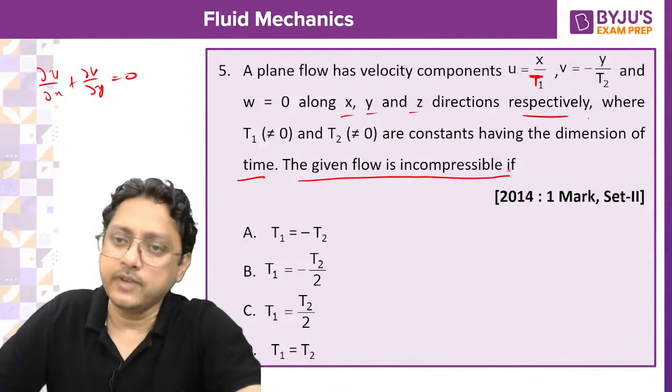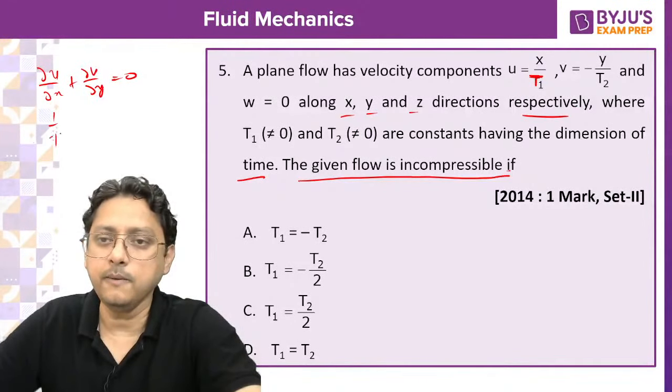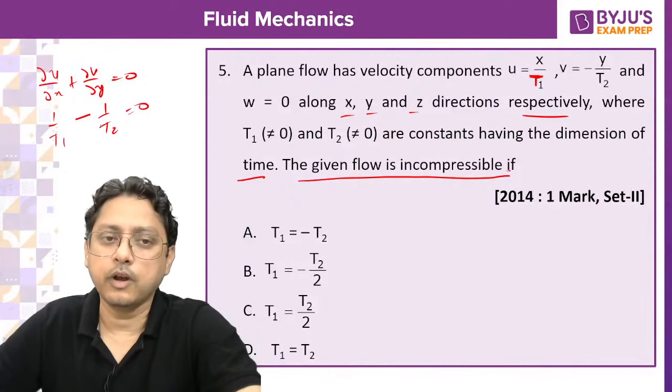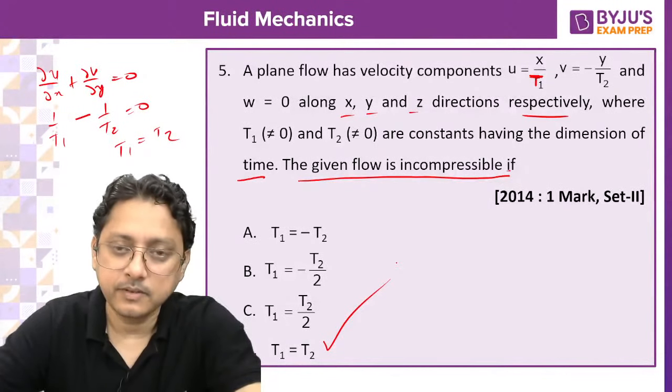Now the u component and v component have been given. If you just put them here, you will find that 1 by t1 and minus 1 by t2 must add to 0, and from here you'll find that t1 is equal to t2. That's all. T1 equals T2, isn't it?